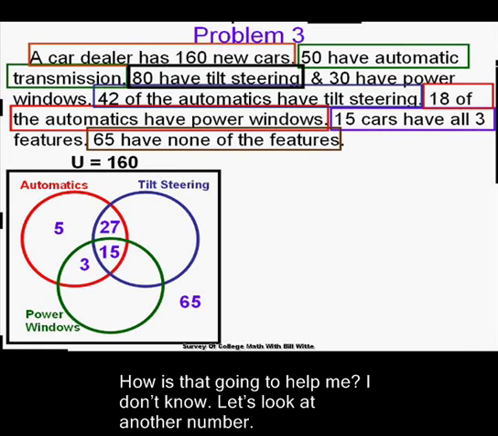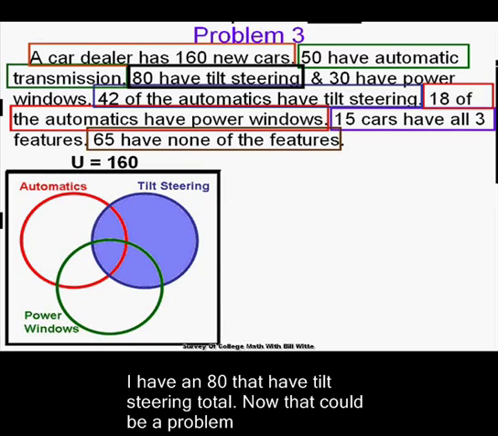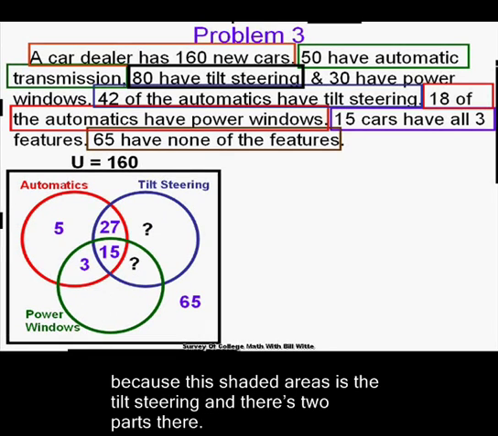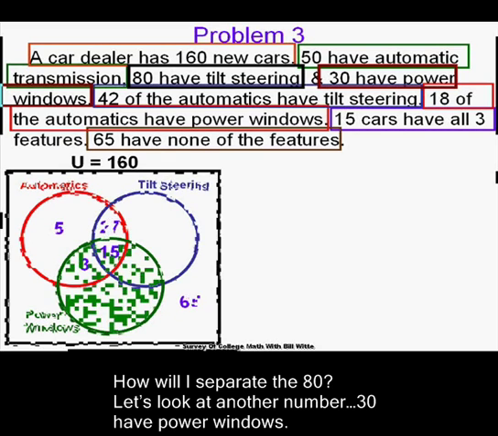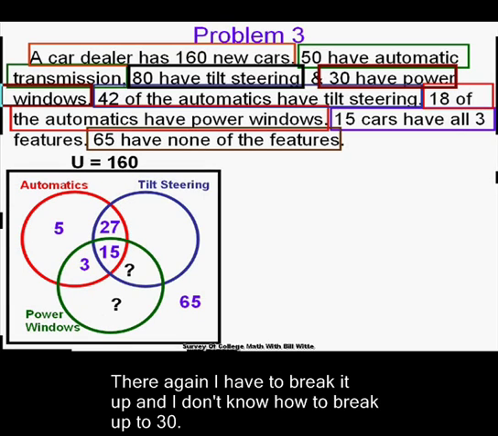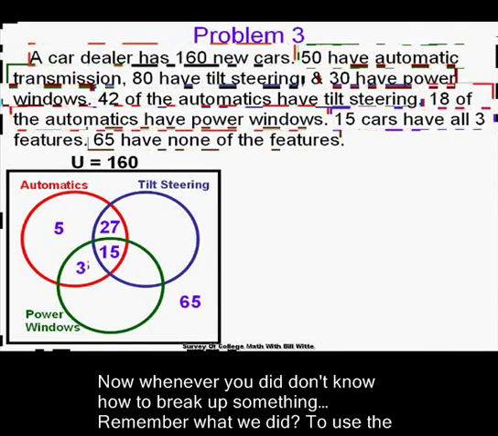I have 80 that have tilt steering. Total, all 80. Now this is going to be a problem because that's tilt steering and there's 2 parts there. How do I separate the 80? 30 have power windows. Here again, I have to break it up. And I don't know how to break up the 30. Whenever you don't know how to break up something, remember what we did?